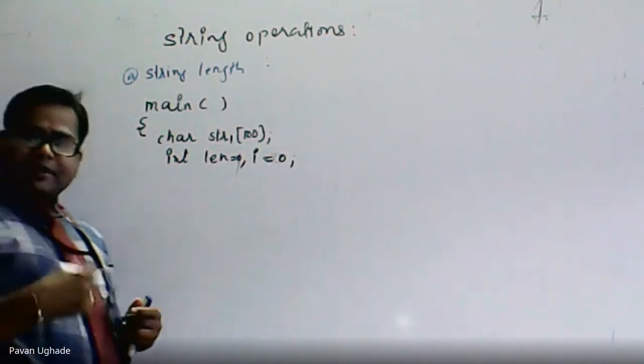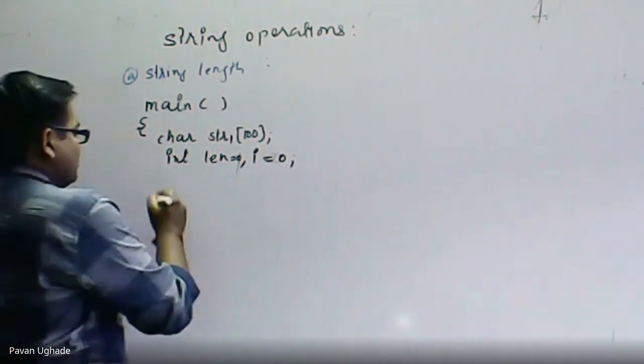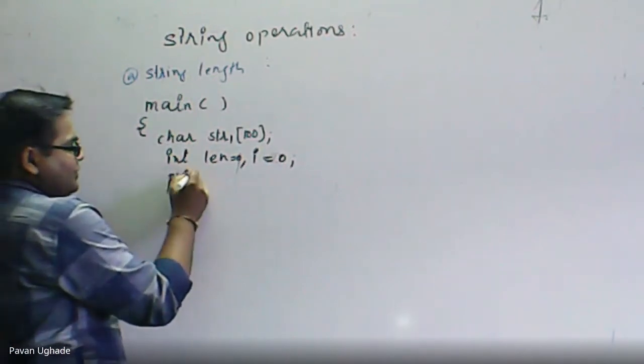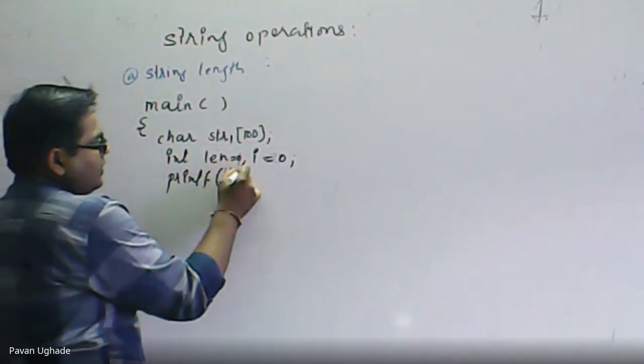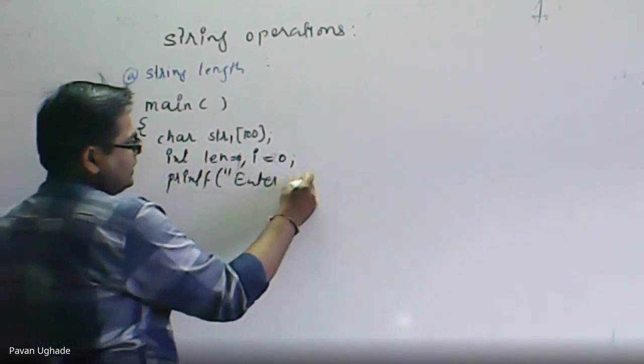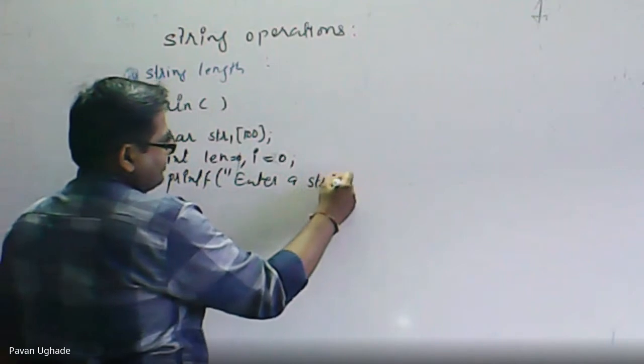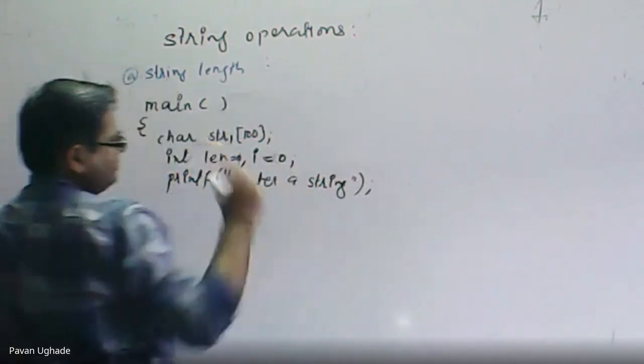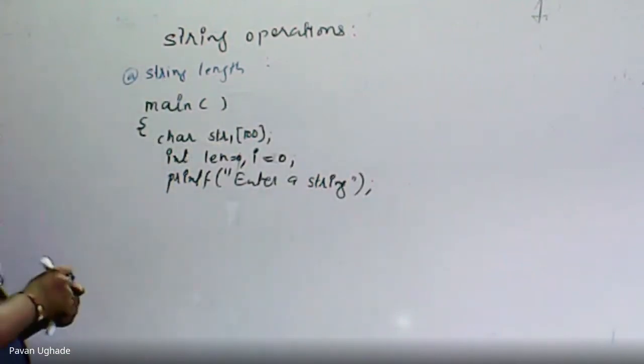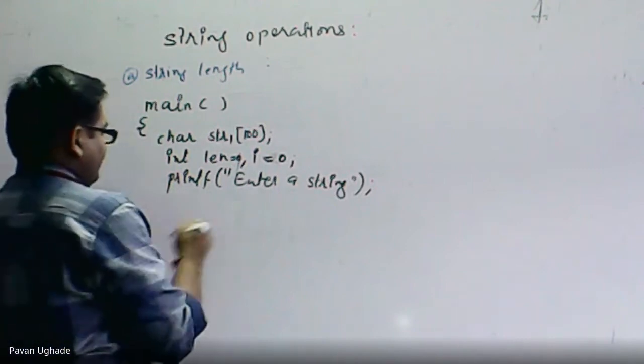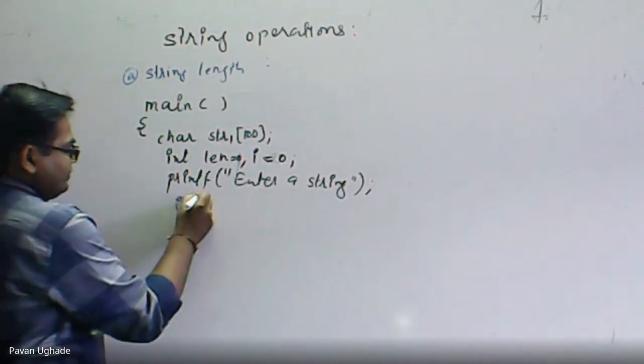Now, I'll read out the string first. So here I'll write down the first printf statement: "Enter a string." Okay. So to read the string, we will be using the gets function.